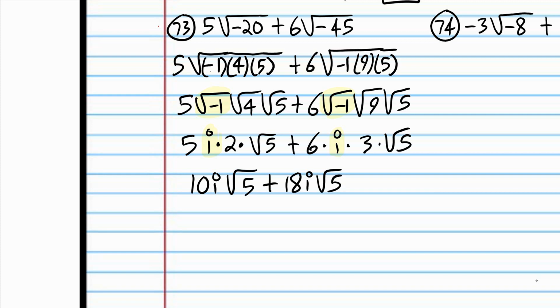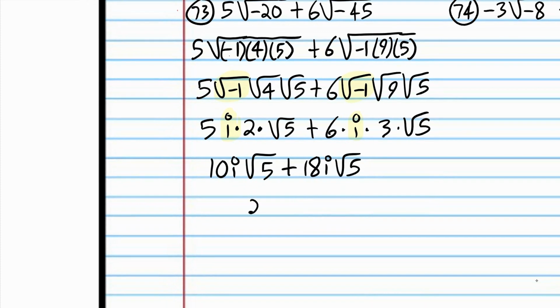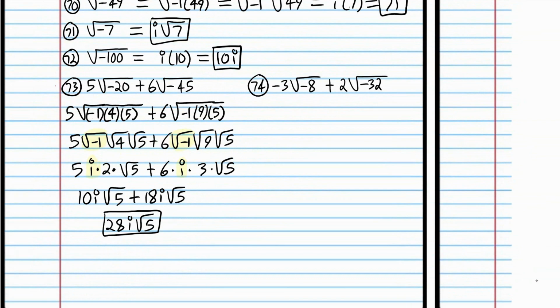And notice we're adding apples with apples. We have 10 apples plus 18 apples. They're both apples, i root 5s. So that would be 28i root 5. 10 apples plus 18 apples is 28 apples.